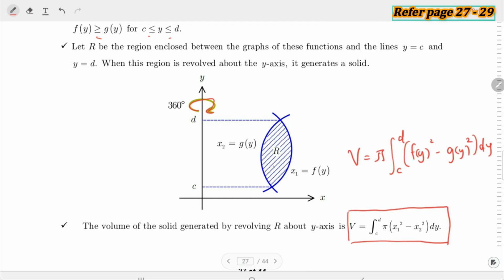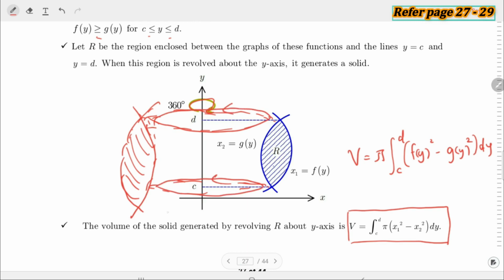If you do realize, in this function, it is actually the volume of f(y), and then we subtract the volume of g(y). So as I said before, in the sketch here, the rotation is about the y-axis. As I mentioned, the region here, when I rotate it, the bigger function, which is f(y), gives the volume of f(y) first, and then we subtract the volume of g(y).